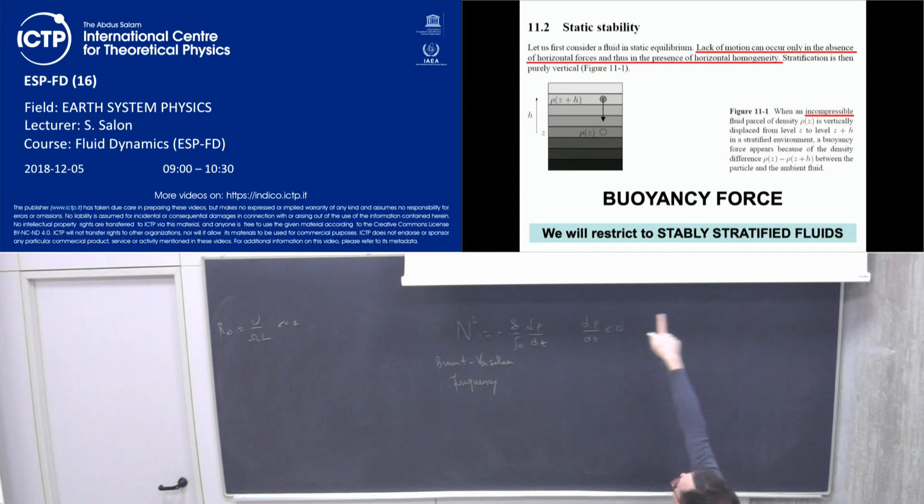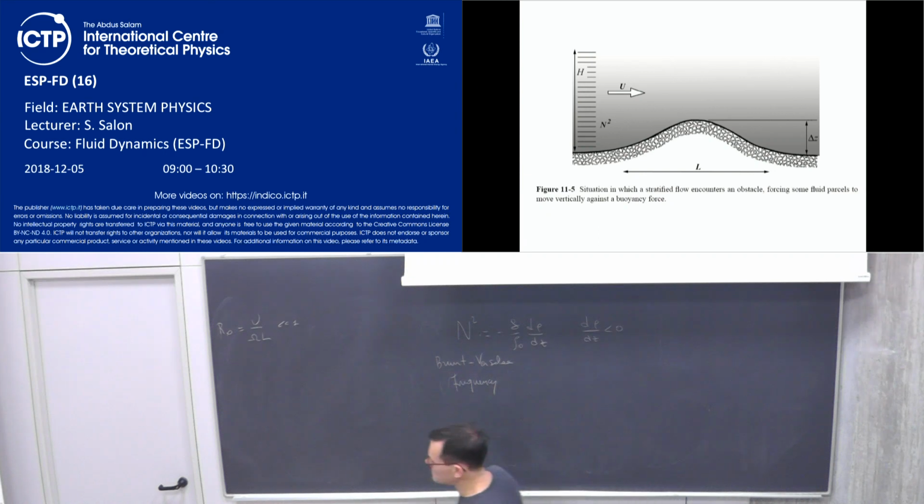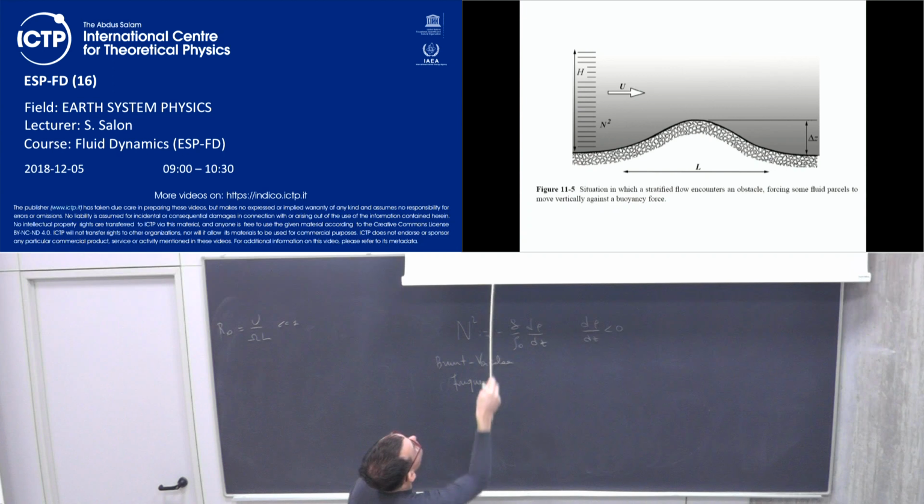Okay, so as I said before, we will restrict to stably stratified flow. For the moment, we consider that kind of flow, and this is an example. This is a typical situation that you can find in the atmosphere or in the ocean, where you don't have any effect related to rotation, but you have an obstacle which has a scale L, for example a mountain ridge. We have a velocity flow, a current, wind or current, which has a scale U. And this flow is stably stratified, so we have the scale of stratification, which is N squared over H.